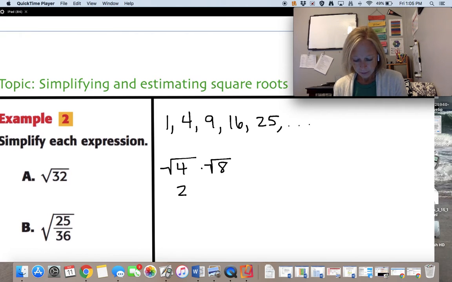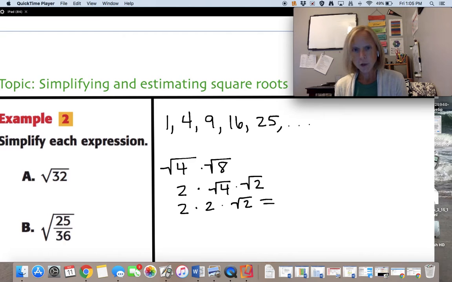Oh, wait. Is there another radical in there? There is. I know that the square root of 8, I can break that down into the square root of 4 times the square root of 2. Again, we know that the square root of 4 is 2. And now we can put it all together. 2 times 2 is 4, so we have 4 square root of 2.